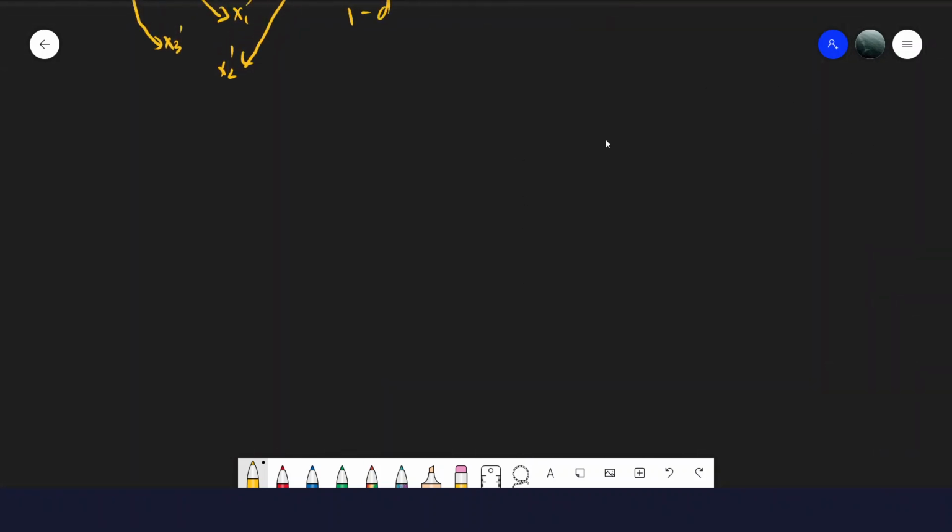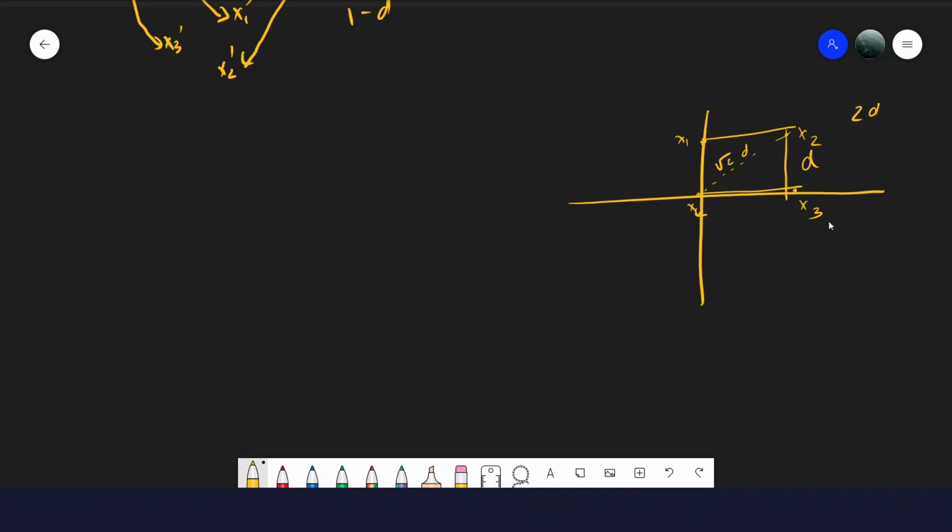So let's say I have a 2D space and I have 4 points. Let's call this point x1, x2, x3, and x4. And the distance between all these points is d. So the distance between x4 and x2 is basically under root 2d, right? And this is a 2D space. Now, if I want to project all these points on a 1D space using T-SNE, okay, this is 1D.